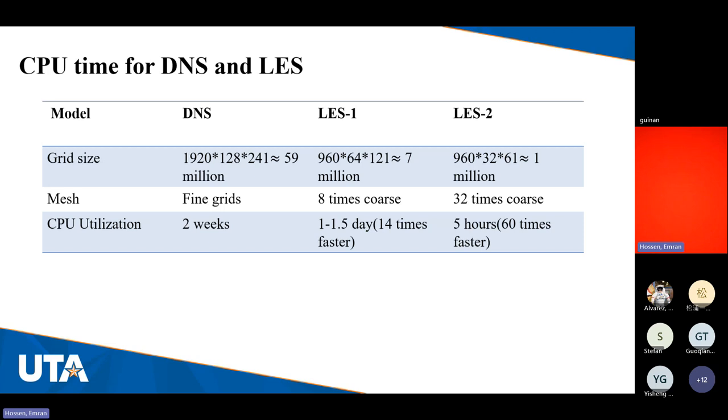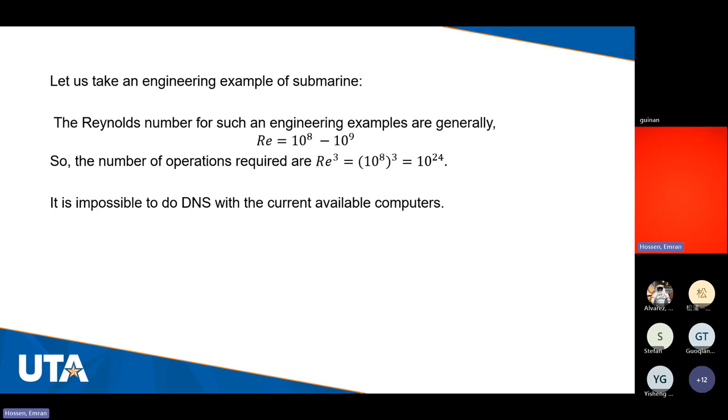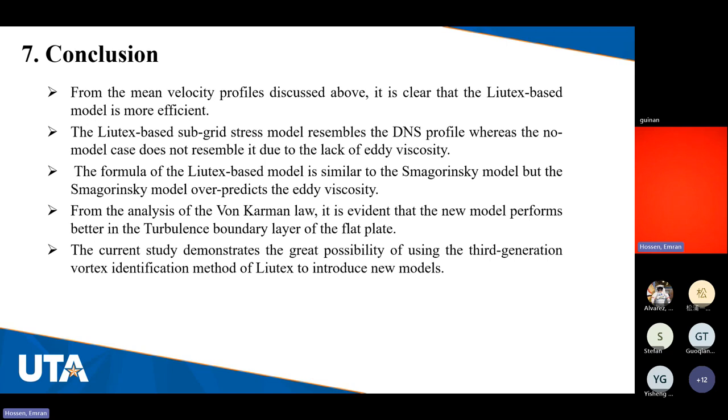So there is one engineering-based application. The Reynolds numbers for such engineering examples are generally 10 to the power 8 to 10 to the power 9. So the number of operations required for the DNS case is 10 to the power 8 cubed, which is 10 to the power 24. It is impossible to do DNS with currently available computers. So you can see how computationally costly it is.